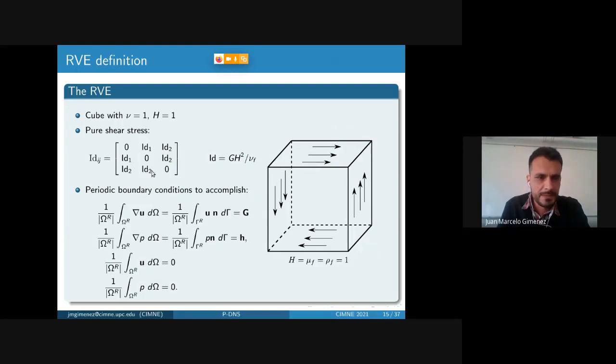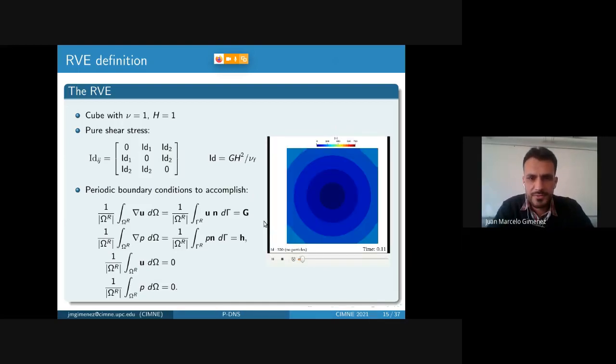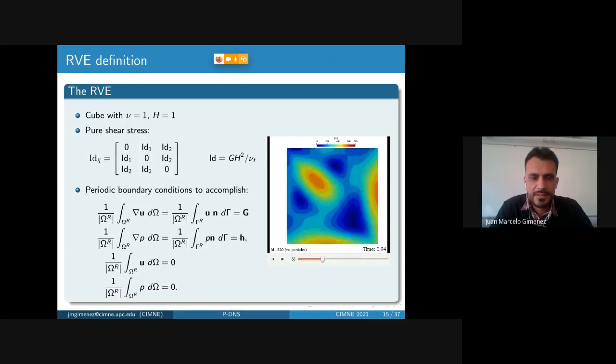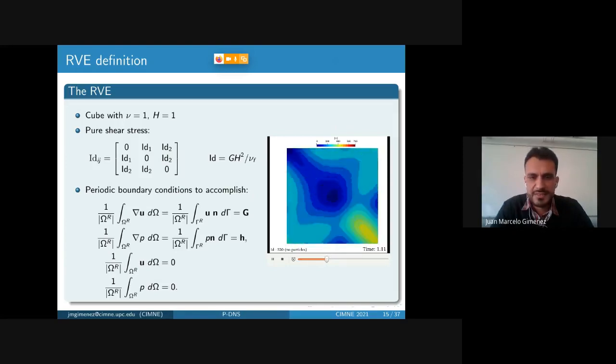This means that we are going to have only two dimensionless parameters that rule the behavior of the fine scale, the ID1 and ID2. We apply periodic boundary conditions to accomplish some requirements of the fine scale solution. Here I show you a particular solution where we apply shear stresses. At the beginning there is no instability, but at some moment the instability occurs, the flow turns very chaotic, and this is an undeterministic flow, so we can't compute a final state.